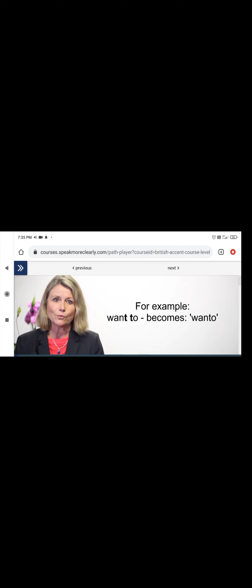We don't say them with each T sound pronounced separately, like this, want to. We run the two words smoothly together, want to. If we use this in a sentence, for example, we wouldn't say, I want to go on the bus. We would say, I want to go on the bus. One of the T sounds becomes elided or left out.